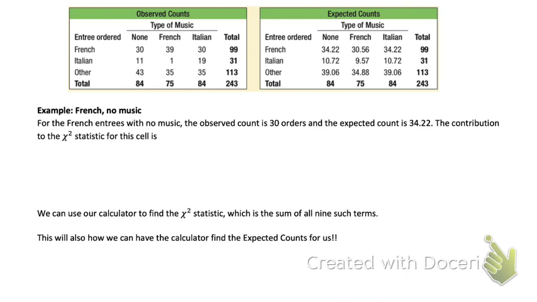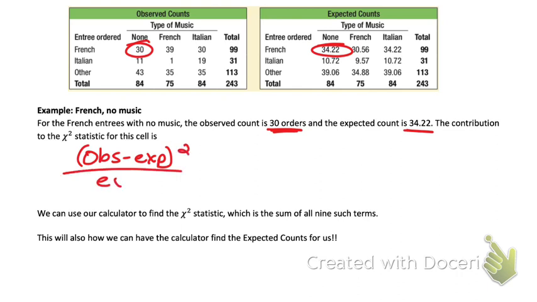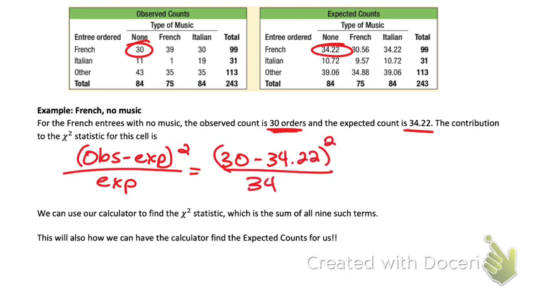For the French entree with no music, there were 30 that were observed, and there were 34.22 that were expected. So the chi-squared contribution would be observed minus expected squared divided by expected. That would be 30 minus 34.22 squared divided by 34.22. And we would get that number, and that would be the contribution from that one cell. But then we would have to do that 8 more times. Don't you think it's time to just use our calculator?